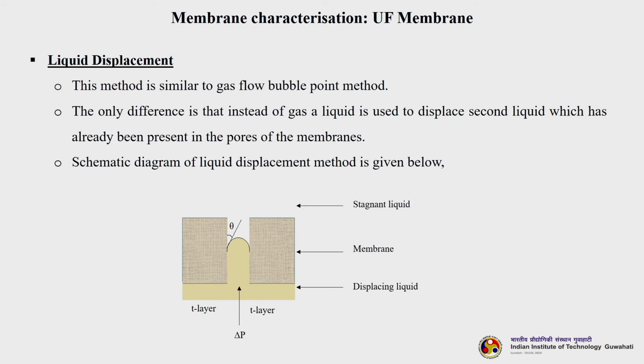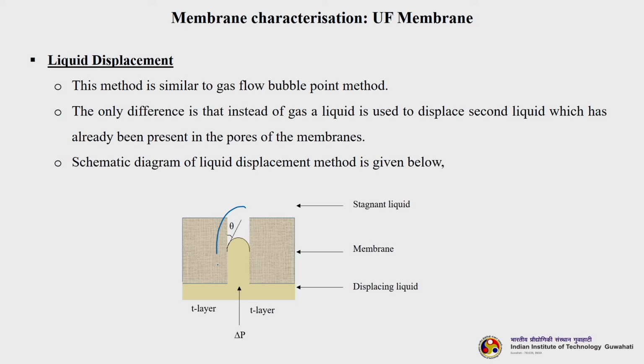So, the next method is liquid displacement to characterize ultrafiltration membranes. This method is similar to the gas flow bubble point method. The only difference is that instead of a gas we use a liquid. So, a liquid is displacing another liquid which is already filled in the pores of the membrane. You can understand from this image how it happens.